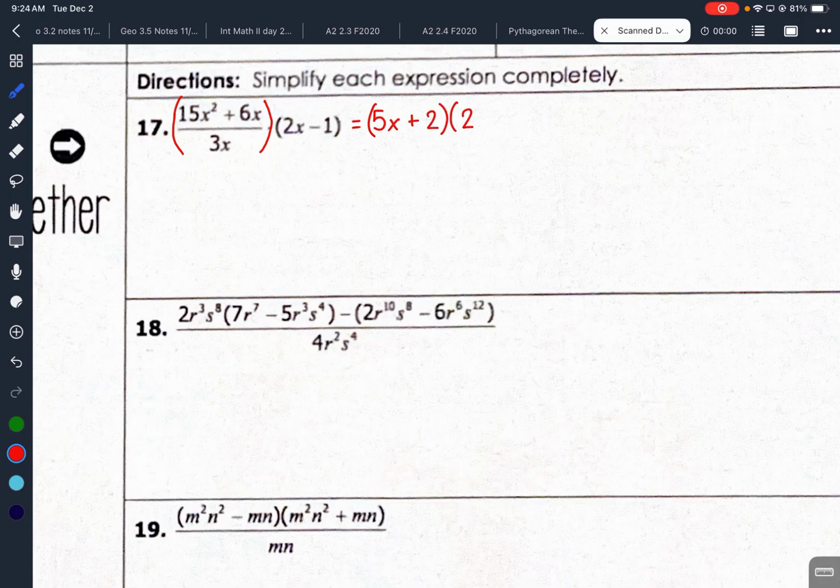So now, do I have a problem looking exactly like what we've been doing? Yes. So I have to distribute, I have to FOIL. So 5x times 2x is 10x what? 10x squared, because 1 plus 1 is 2. Okay, then 5x times negative 1? Negative 5x. And then 2 times 2x.